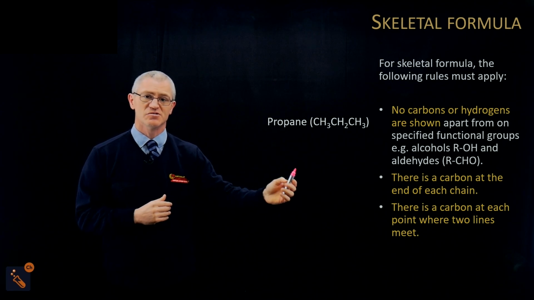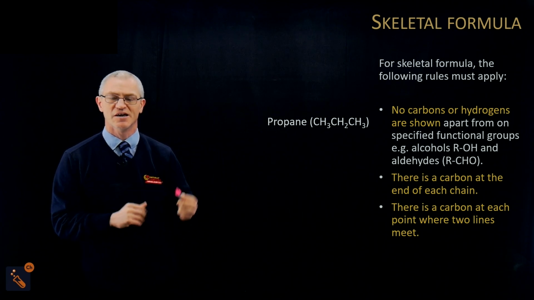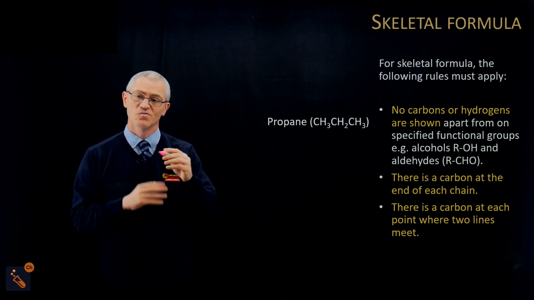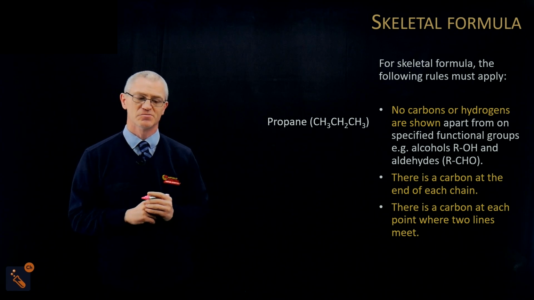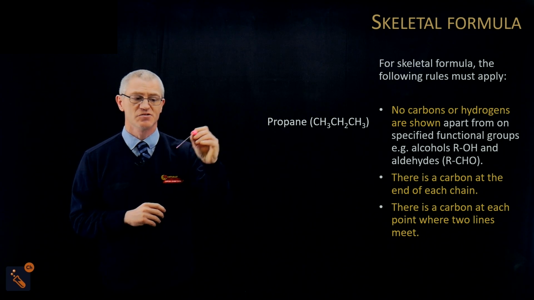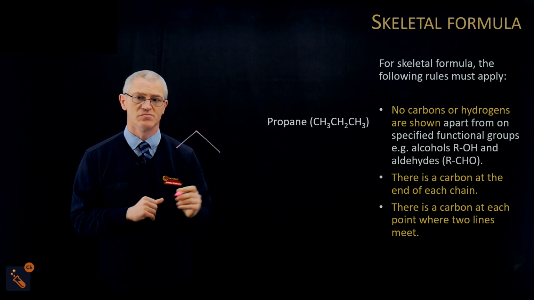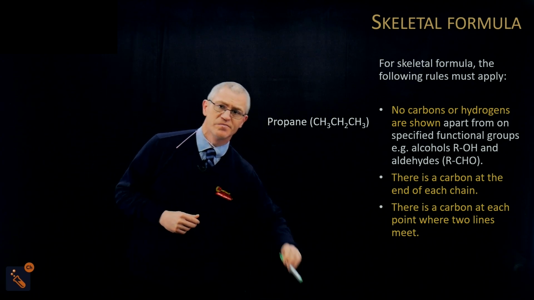So no carbons or hydrogens are shown, and there's a carbon at the end of the chain, and there is a carbon where 2 lines meet. Now, we can't tell where the 2 lines meet if we just draw it in a straight line. So what we do is we draw it in a bendy line. So we start here, and then go, there's 2 carbons, and then we change direction. There's 3 carbons.